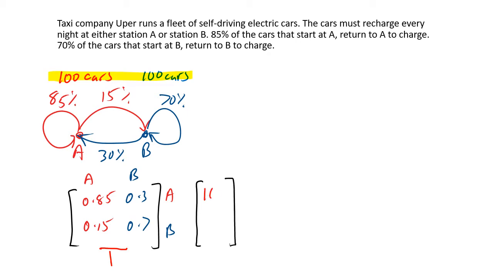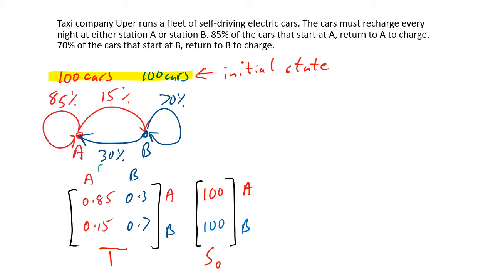And so we say we've got 100 cars at A, and we've got 100 cars at B. Well, this is the initial state, so where we started. All right, so this is S for state and 0 because initial, because you're just starting off. All right, now let's have a look a bit more at this in detail.